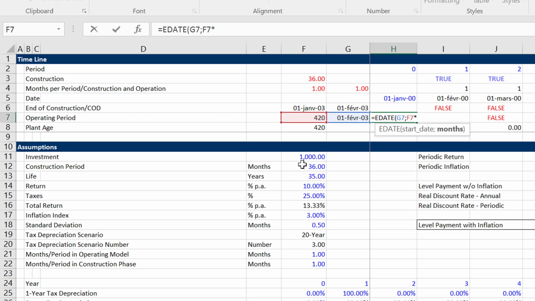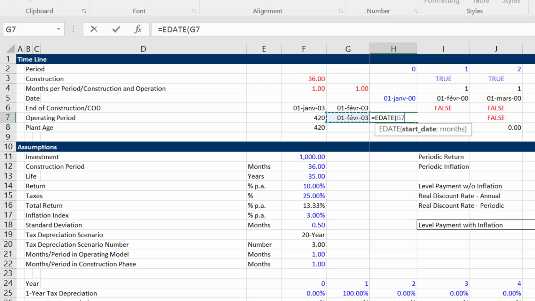So if this is monthly, we take this months and we multiply it by 12. We divide it by 12. We multiply it by this one. We multiply it by 12. Excuse me. Oh, shoot. I should have looked at it. I should have cheated. E date.